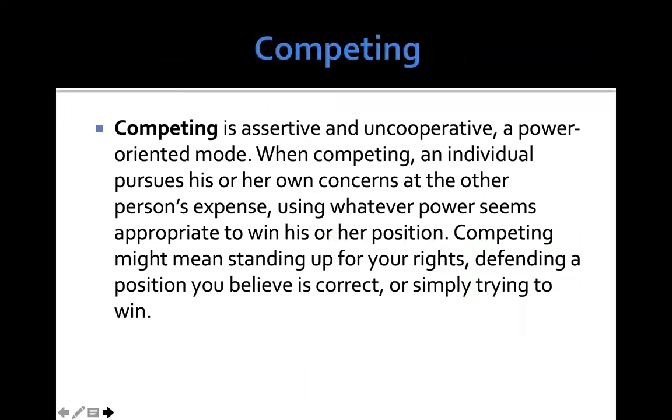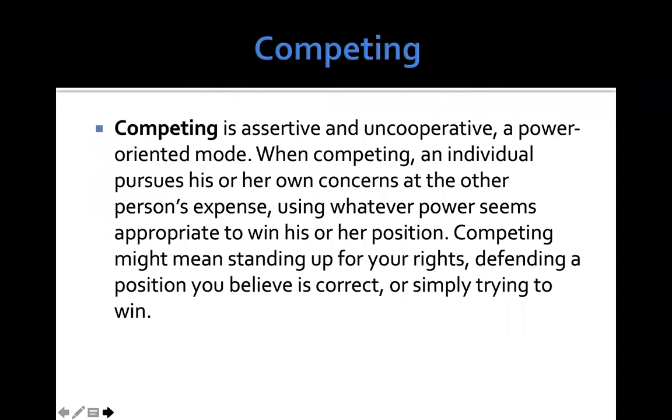So competing is assertive and uncooperative, a power-oriented mode. When competing, an individual pursues his or her own concerns at the other person's expense, using whatever power seems appropriate to win his or her position. Competing may mean standing up for your rights, defending a position you believe is correct, or simply trying to win. I'm sure you've come across this, or you may be this, and once again, there are no positives, no negatives, no rights or wrongs. But in the moment, a person who is competing is focused on themselves and really thinks their idea is a great idea, that they're right in the conflict, and that people should listen to them.